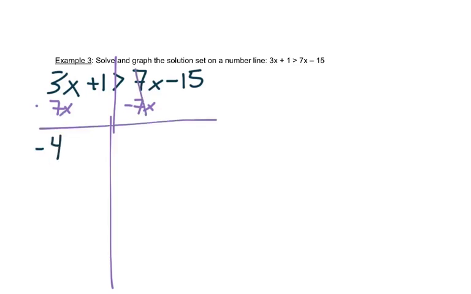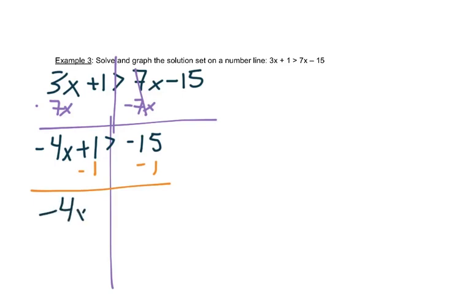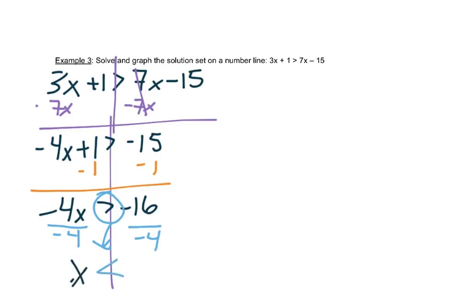And that gives me -4x plus 1 is greater than -15. Then I'd subtract 1 from both sides. -4x is greater than -16. And then I divide, but I'm dividing by a -4, which means this has to change sign. So it's going to go this direction instead. So then x is less than 4.